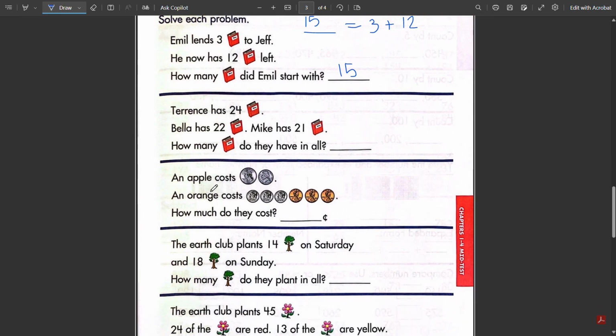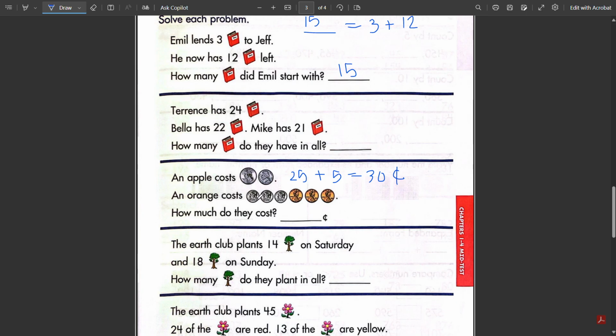So the next one is an apple costs a quarter and a nickel. An orange costs 3 dimes, 3 pennies. How much do they cost? So first, part 1 is to find the cost of each. So apple, this is 25 cents. And then this is a nickel, so a nickel's 5 cents. So the apple costs 30 cents.